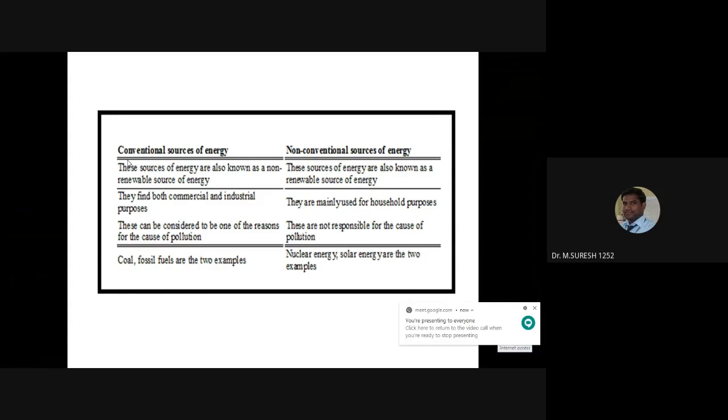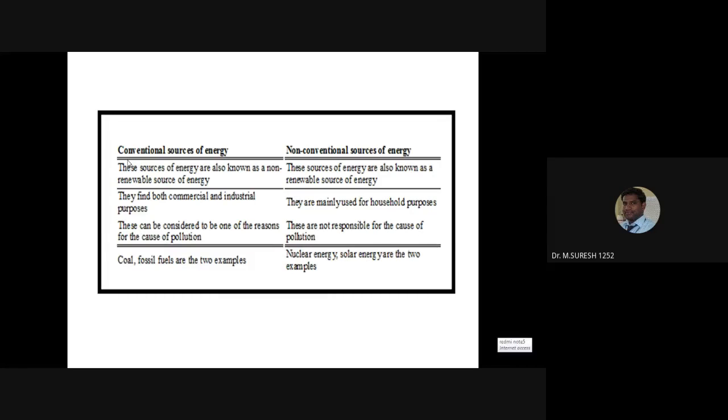When compared to conventional sources of energy, non-conventional sources of energy are not responsible for causing pollution, because, as already mentioned in one slide, they are pollution free. So no pollution is created in the environment. Also, as already explained in yesterday's class, you can see in North India, all the transport, even two-wheelers and four-wheelers, whatever types of vehicle, mostly use environmentally friendly fuel.